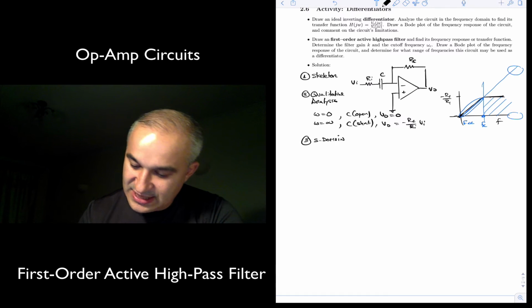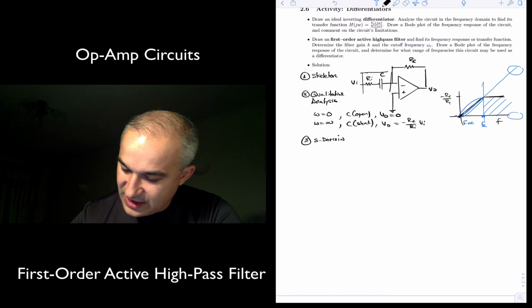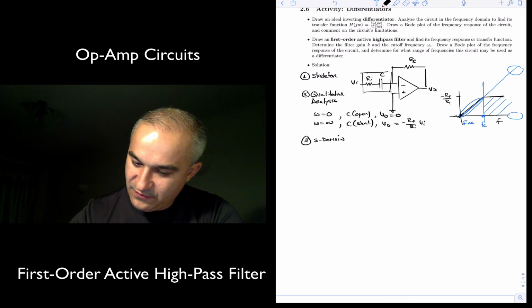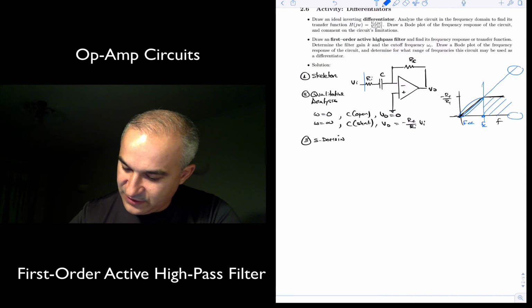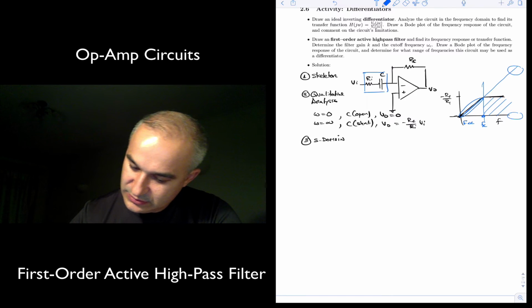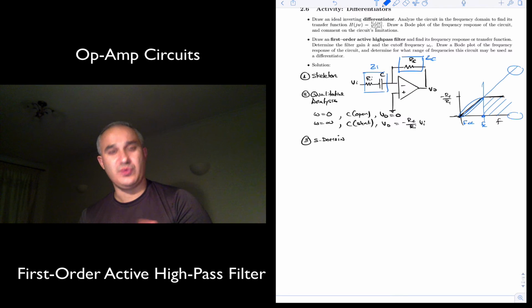Going to analyze the circuit in the S domain. We have already analyzed the circuit for any generalized impedance with the inverting configuration, where this is the input and this is the negative feedback. All the circuits that we did earlier with resistive networks, the results are the same once you're working with impedances.